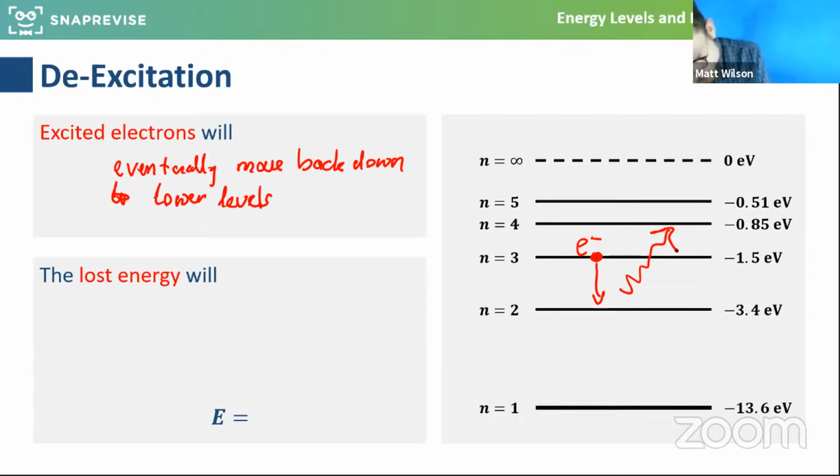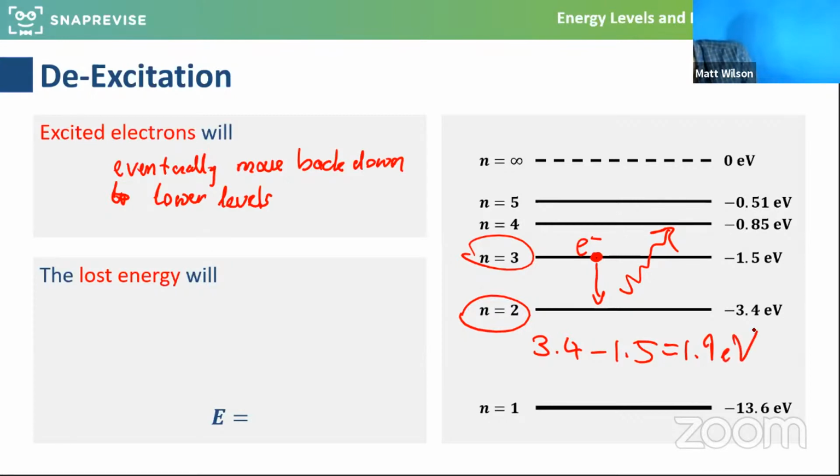So if an electron moves from n equals 3 to n equals 2 here, then it will emit a photon of energy given by the gap between them. So the gap has size 3.4 minus 1.5, which is equal to 1.9 electron volts. So a photon of 1.9 electron volt energy will be emitted in this situation. It de-excites by emitting a photon. Perfect.